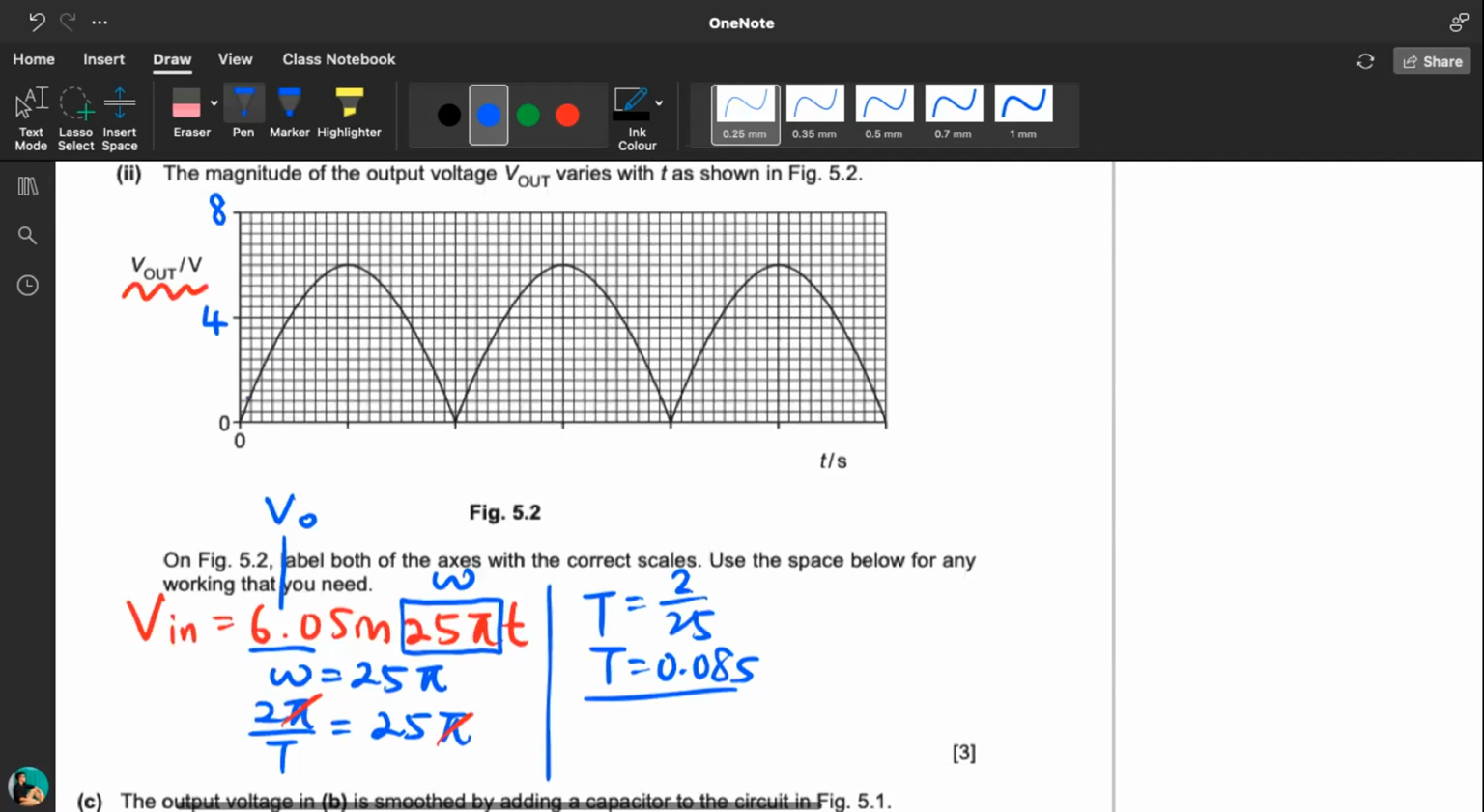Now be careful, one cycle is from here to here, not half of this one, because this is like the bottom one being flipped on top. So one cycle is up until here, 0.08 second. Okay, so that means our scale would be 0.02, 0.04, 0.06, 0.08, 0.10.